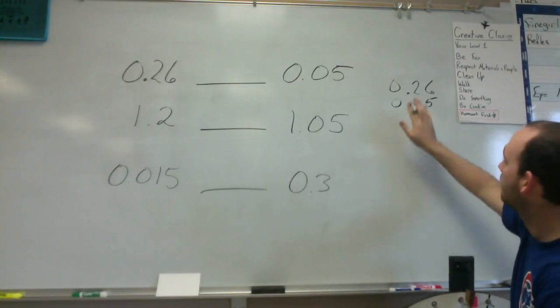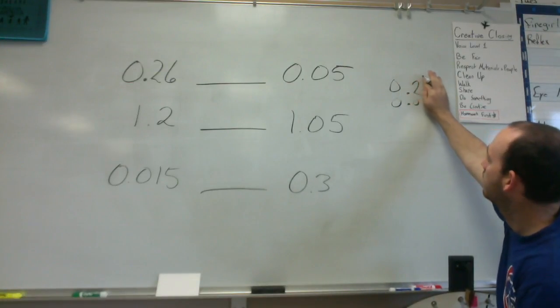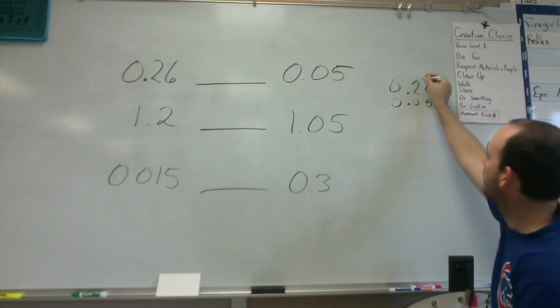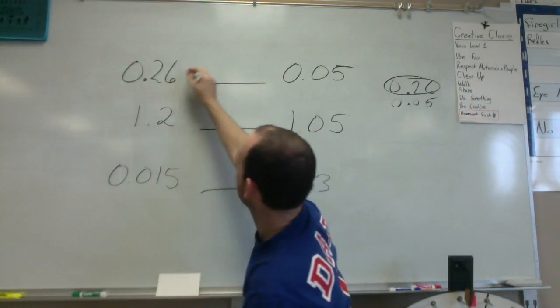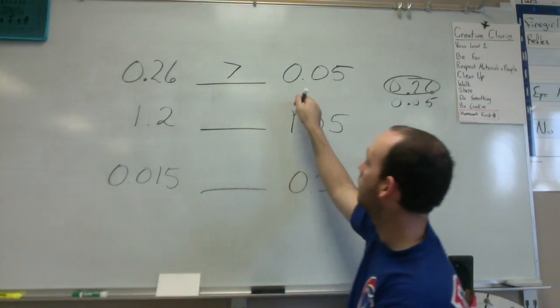I'm not going to grab my paper. I'm just going to use my hand right now. I see 0, 0. See 2, 0. I know this one's bigger. It might even help circle it so I don't forget by the time I get back to here. So this one is greater than that one.